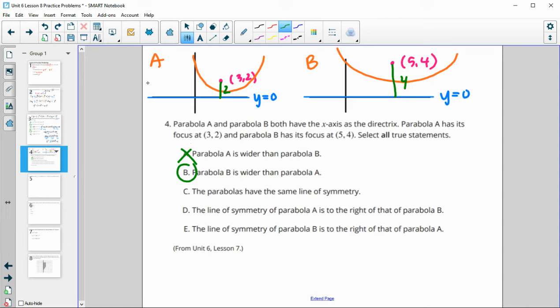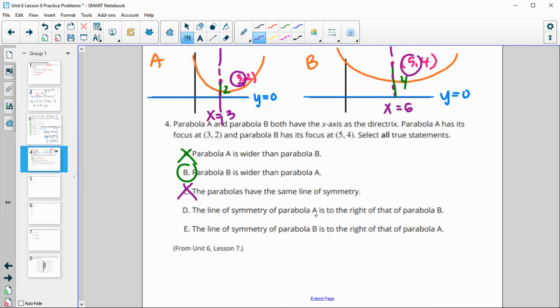The parabolas have the same line of symmetry. So this is asking basically if they are at the same x coordinate, because the line of symmetry is going to cut right through the focus. So this one has a line of symmetry of x equals 3. This one's line of symmetry is x equals 5. So they do not have the same line of symmetry.